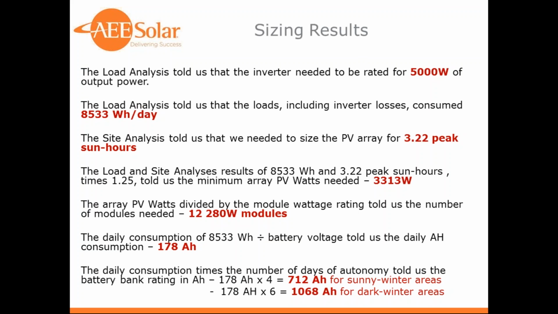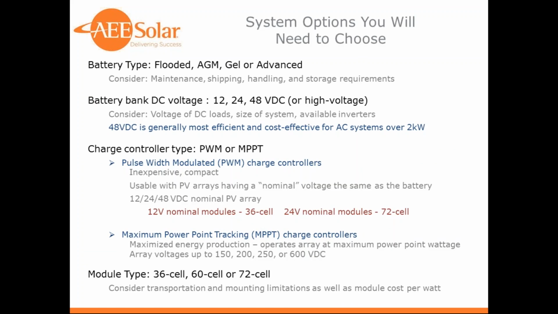So then when you're designing the system, now that we have the numbers, we know how big the system needs to be, we need to make some decisions on the types of equipment that we're going to use. We need to decide whether we're going to use flooded batteries or sealed AGM or gel lead acid batteries, or some advanced battery design like lithium or salt water. We need to consider what the maintenance requirements are for these, whether the customer can do the maintenance or is willing to do the maintenance, or whether we need to do a service contract with that customer to maintain the system for them. We need to be aware of shipping, handling, and storage requirements.